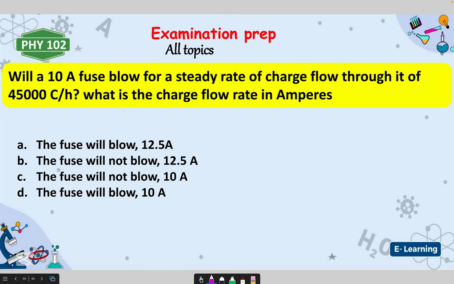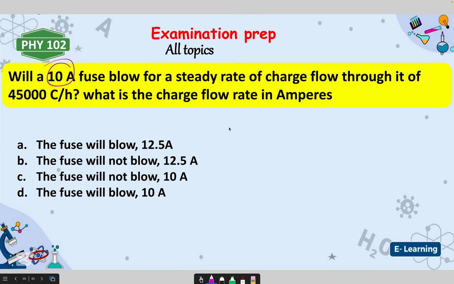Option B. Now, the next question says, will a 10 ampere fuse blow for a steady rate of charge flow through it of 45,000 coulomb per hour? What is the charge flow rate in ampere? Now they gave you a 10 ampere fuse. Now they are giving you 45,000 coulomb per hour.